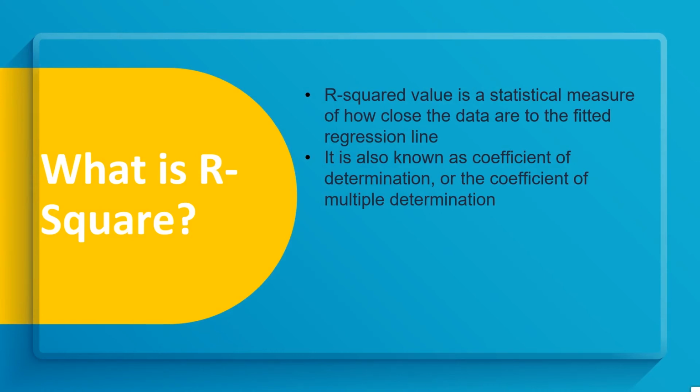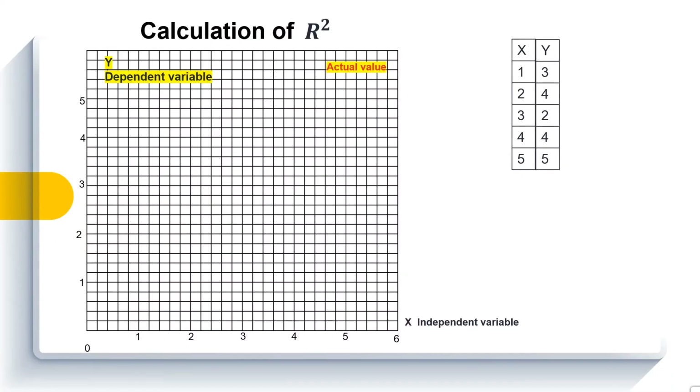In general, it is considered that a high R-squared value model is a good model, but you can also have a lower R-squared value for a good model as well, or a higher R-squared value for a model that does not fit at all. It is also known as the coefficient of determination, or the coefficient of multiple determination. Let's move on and see how R-square is calculated.